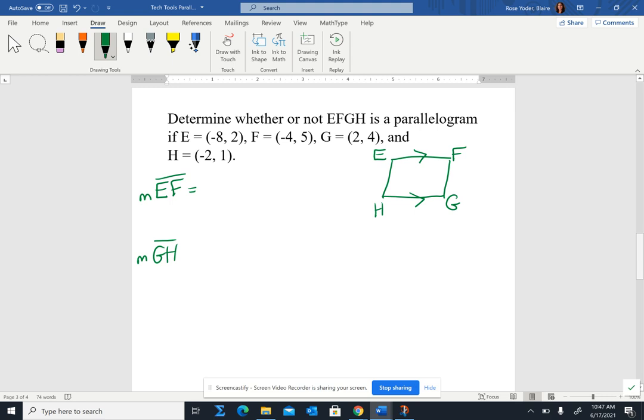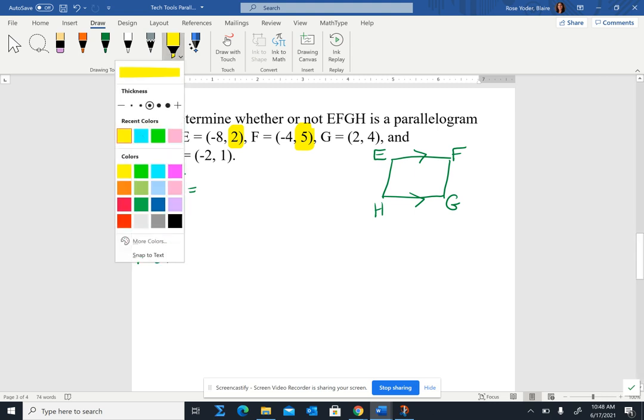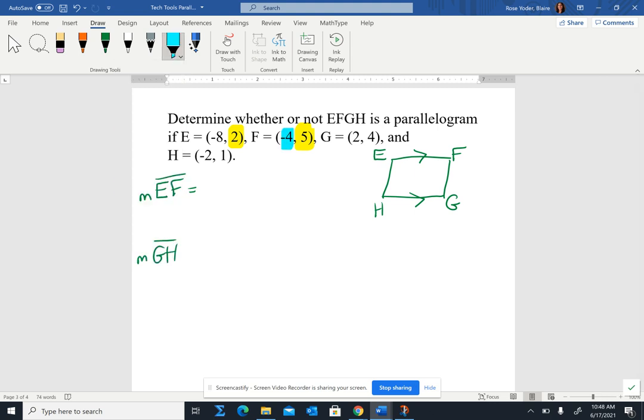So when I'm finding the slope of EF, remember that I need to find the change in the y coordinates first. That's how you find slope. And then in the denominator of the fraction, I need to find the change in the x coordinates. So 5 minus 2 is the numerator, and -4 minus -8 is the denominator. 5 minus 2 is 3. -4 minus -8 is 4. So the slope of EF is 3/4.